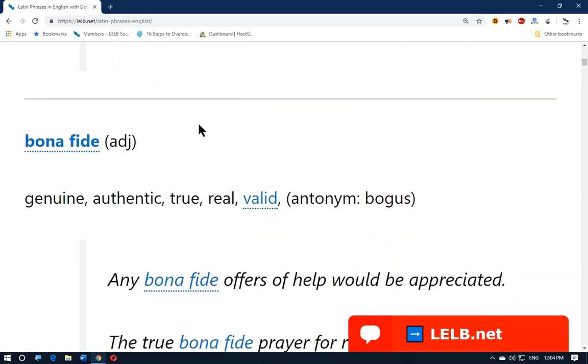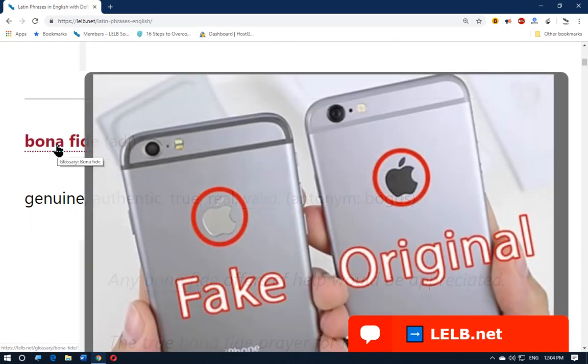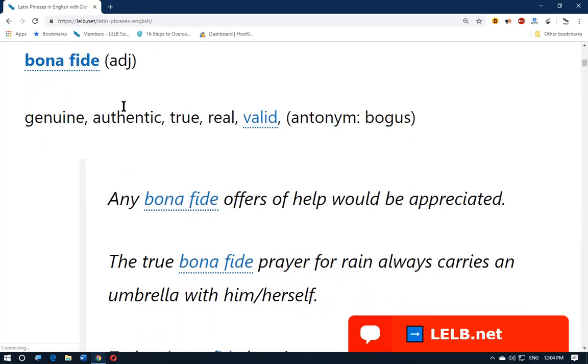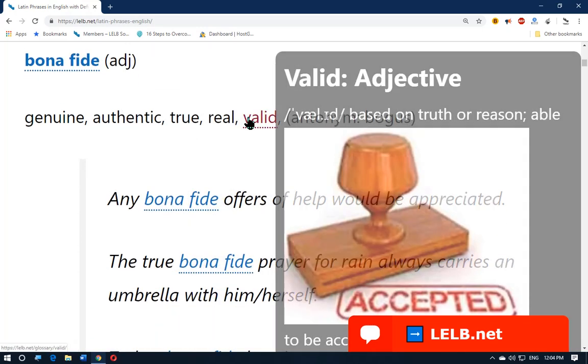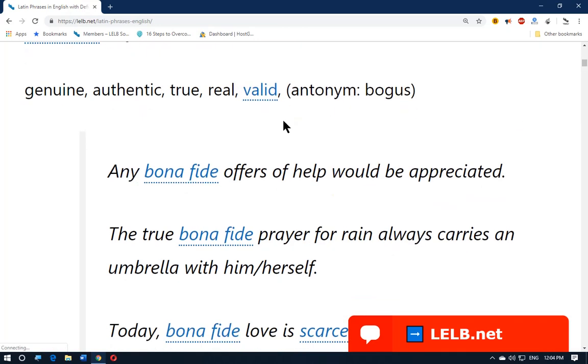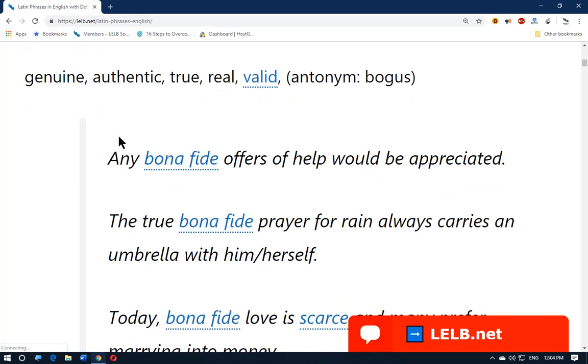Okay, the next one is bona fide. Bona fide means real, genuine, actual, and not artificial. Okay, so genuine, authentic, true, real, valid. Valid, and the opposite is bogus. So any bona fide offers of help would be appreciated and would be admired. The true bona fide prayer for rain always carries an umbrella with him or herself.